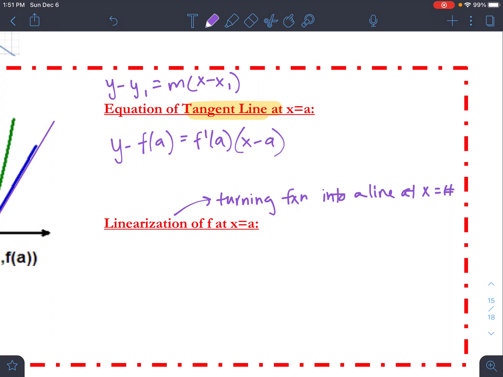But I want you to think about this. This is pretty much a fancy word, and you'll see it with AP, but I want you to write down, this is basically a tangent line. You've already done this before, and it's just a different wording and different vocab for it.